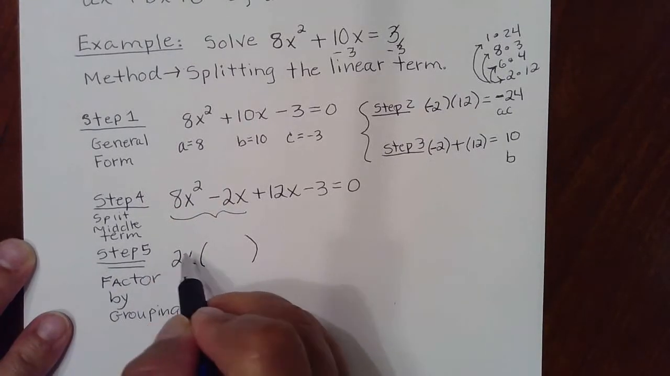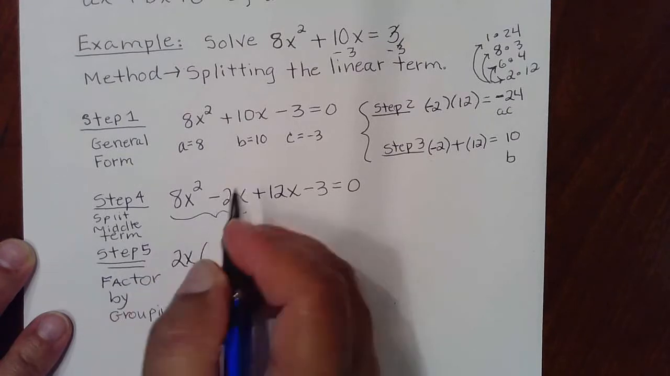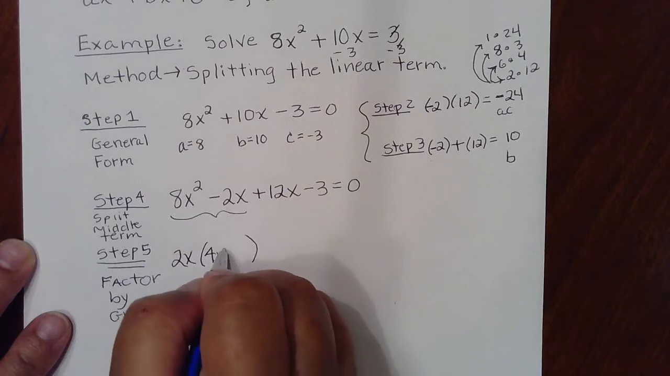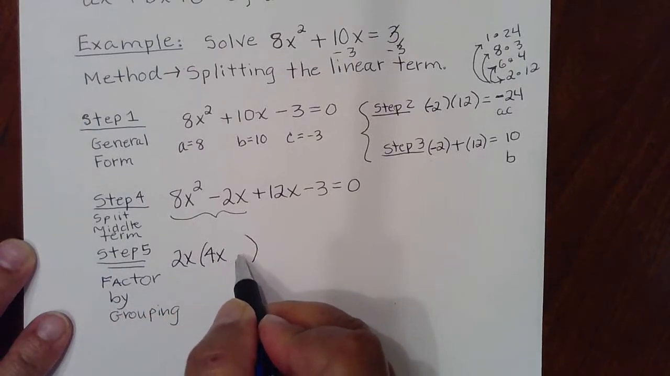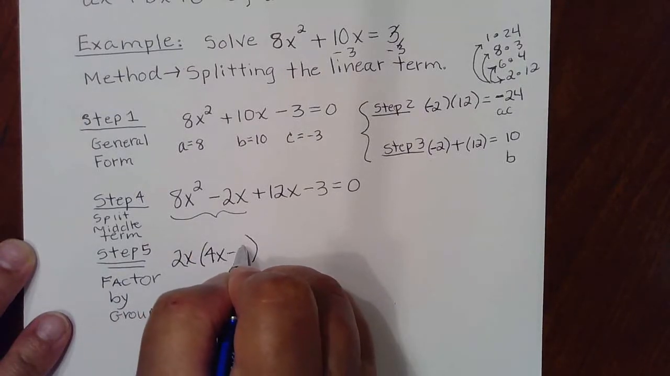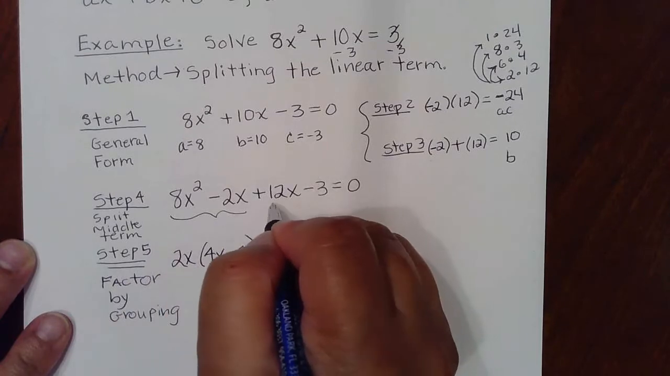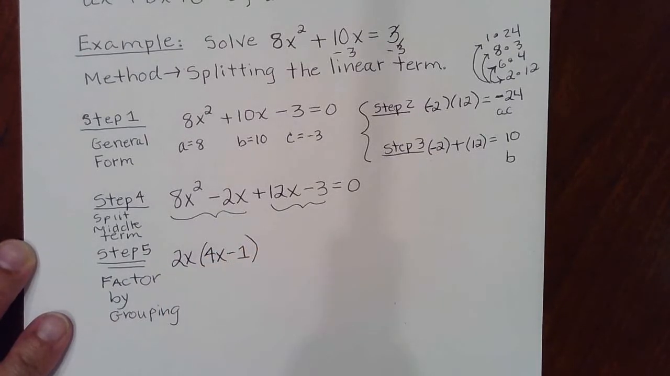So 2x multiplied by what gives you 8x squared? 4x. And 2x times what gives you negative 2x? Minus 1. Okay, we're done with the front 2 terms, and we're going to go to the back 2 terms.